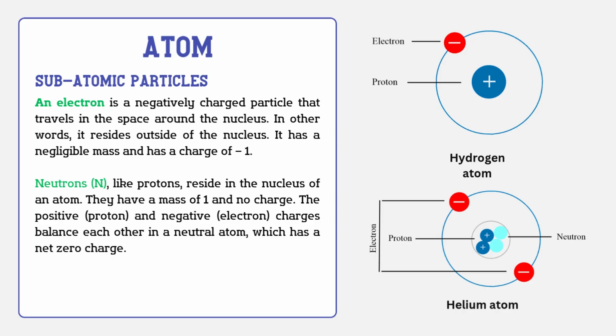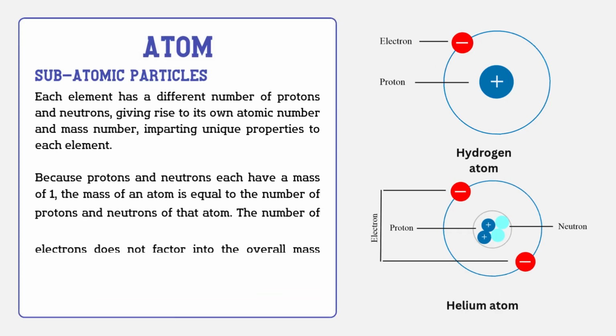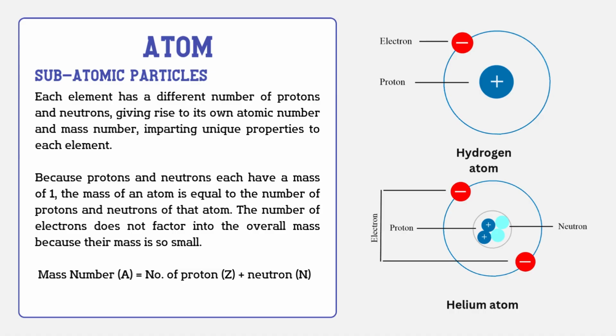Neutrons, N, like protons, reside in the nucleus of an atom. They have a mass of 1 and no charge. The positive, proton, and negative, electron, charges balance each other in a neutral atom, which has a net zero charge. Each element has a different number of protons and neutrons, giving rise to its own atomic number and mass number, imparting unique properties to each element.